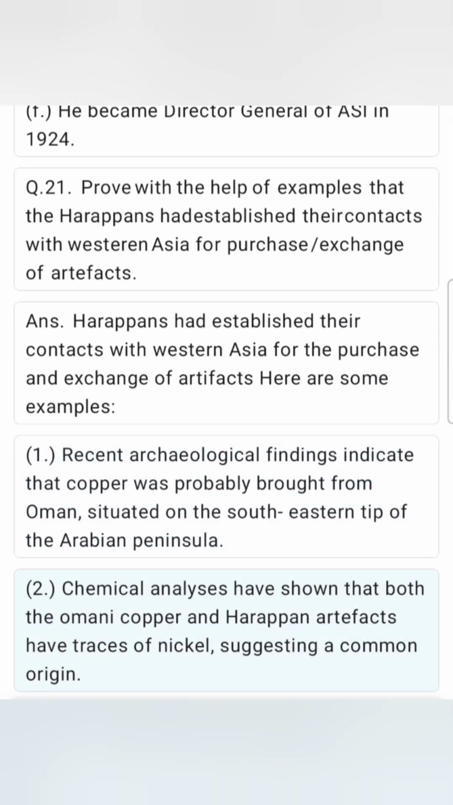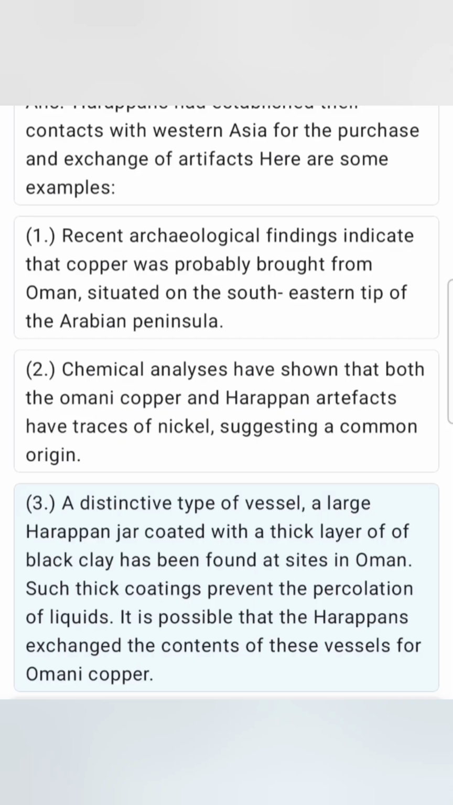2. Chemical analyses have shown that both the Omani copper and Harappan artifacts have traces of nickel, suggesting a common origin. 3. A distinctive type of vessel, a large Harappan jar coated with a thick layer of black clay, has been found at sites in Oman. Such thick coatings prevent the percolation of liquids. It is possible that the Harappans exchanged the contents of these vessels for Omani copper.